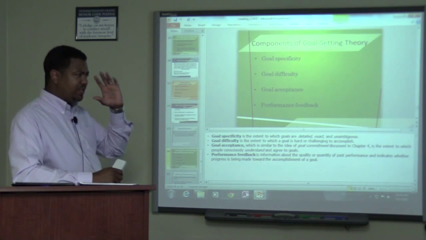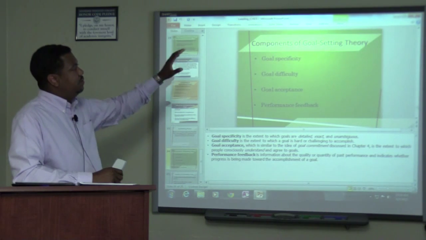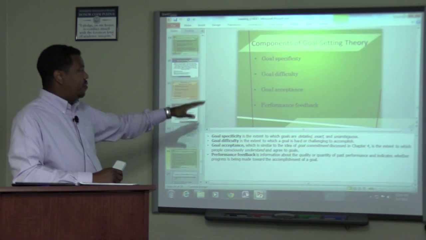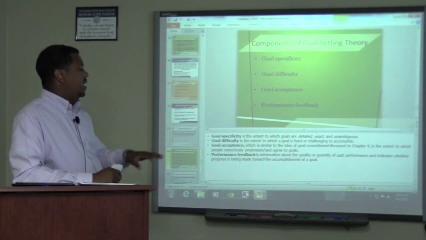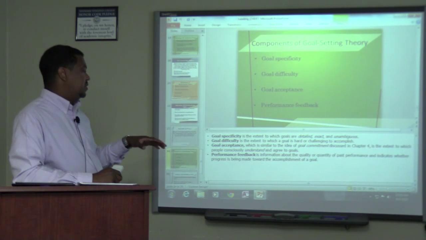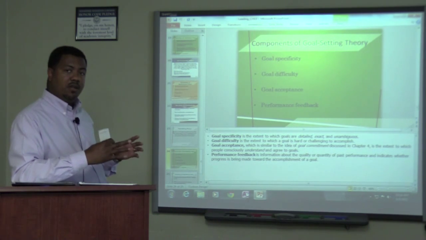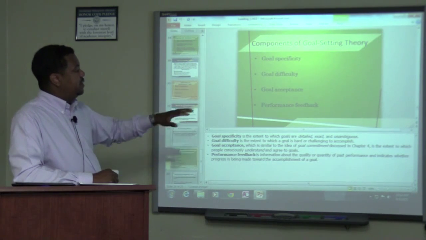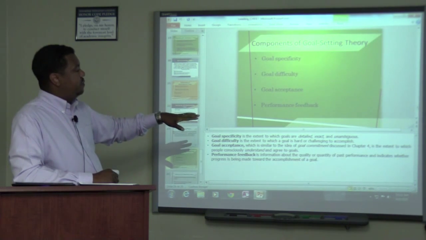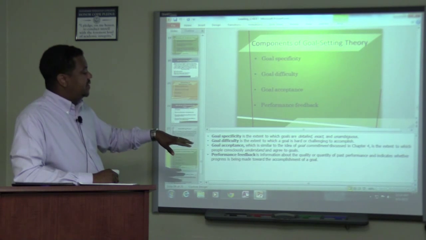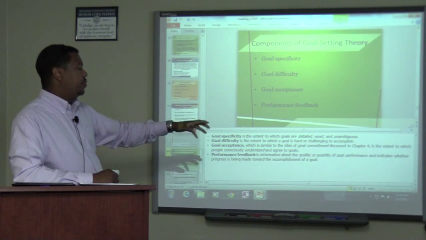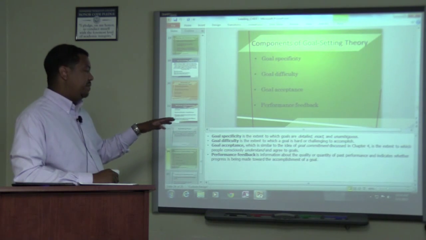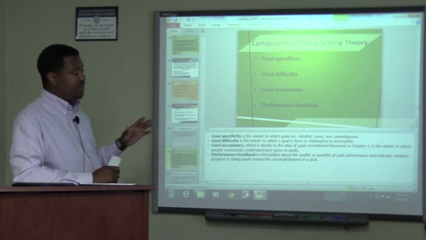Think about what moonshot approach we really want in our organization. And then we see the importance of goal acceptance, which is how individuals in the organization or that particular team agree about the overall goal they're moving towards. And then finally, we see the importance of having performance feedback. That is about the quality or the quantity of past performance and indicates whether progress is being made to accomplish the overall goal we have set forth.